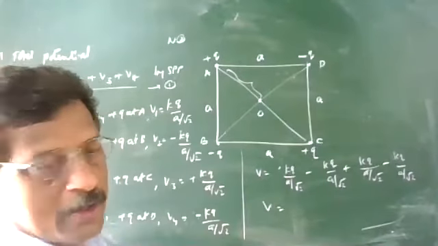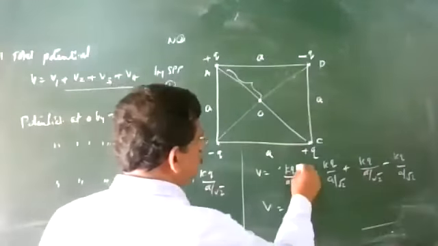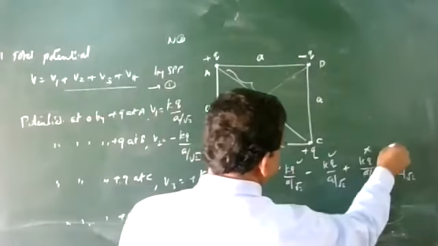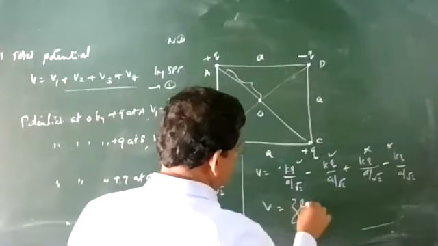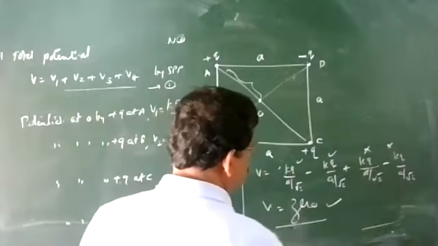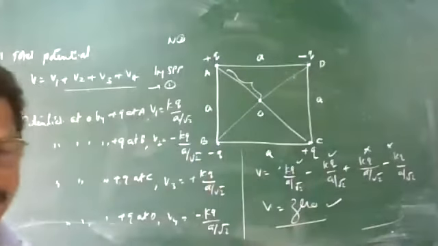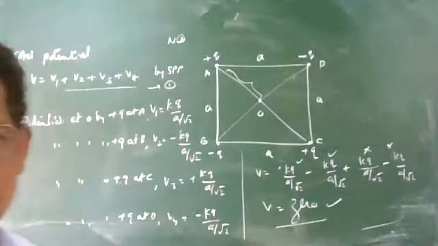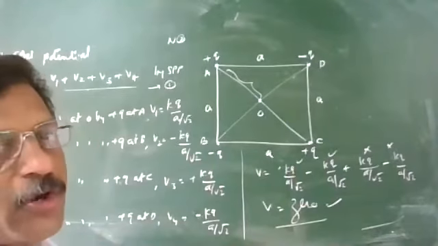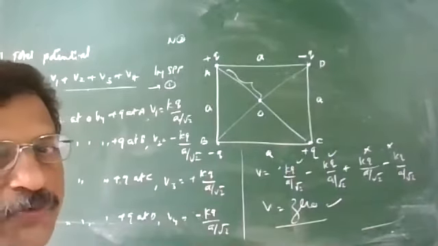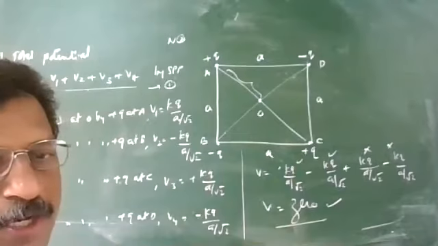So zero. KQ by A by root 2 cancel. This also will cancel. Total potential at the center point is equal to 0. So this is the way how to find out total potential at any point.